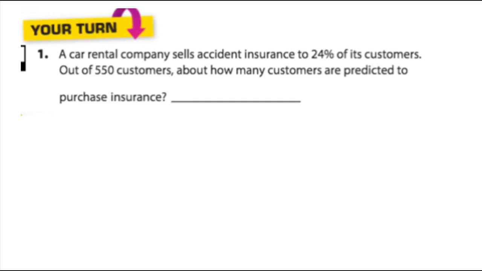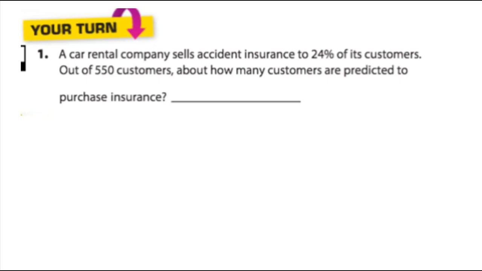Your turn says a car rental company sells accident insurance to 24% of its customers. Out of 550 customers, about how many customers are predicted to purchase insurance? Since they already gave me a percent, I want to use a percent equation to solve this one. So there are 550 customers and 24% of them receive rental insurance.